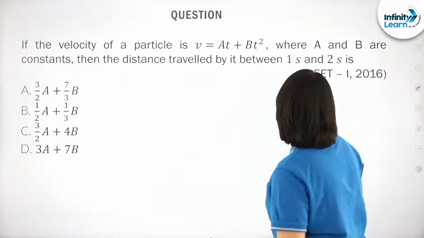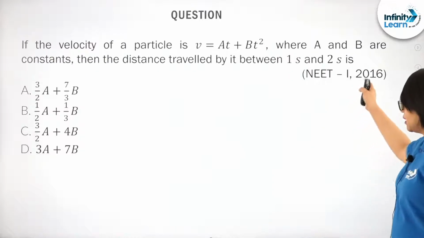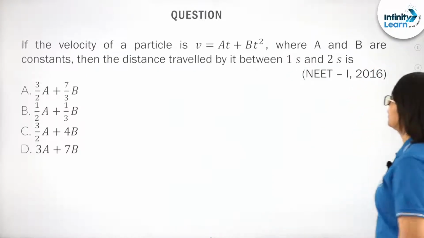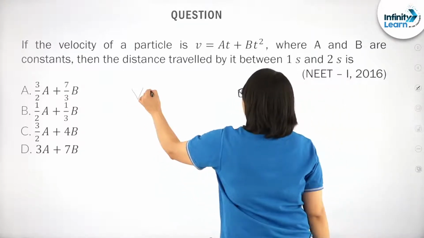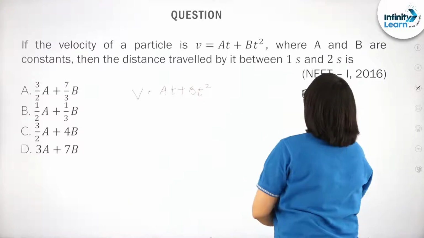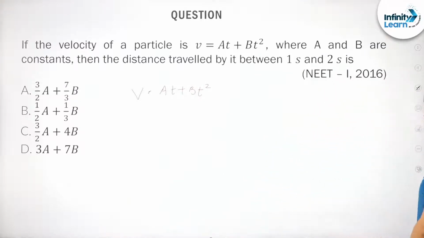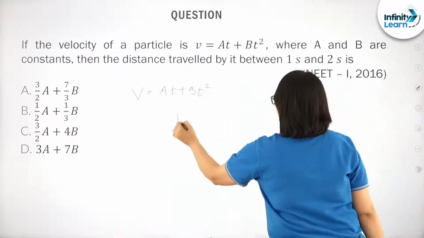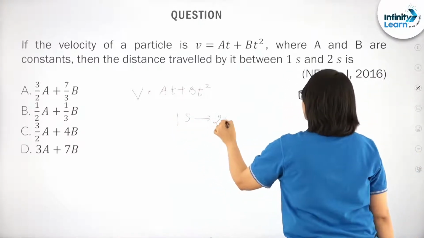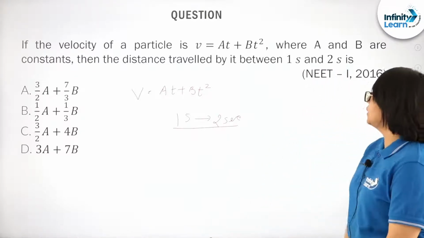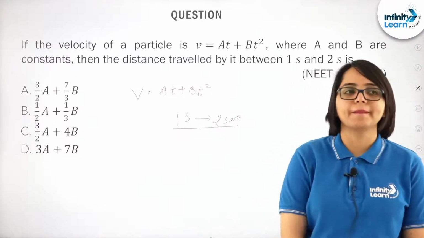Next is this question. This question was in NEET 2016 first paper. The question is: velocity of the particle v is given as at plus bt square, where a and b are constants, then the distance traveled by it between 1 and 2 seconds is. We need to find the distance traveled by the particle between 1 and 2 seconds if v is given as at plus bt square.